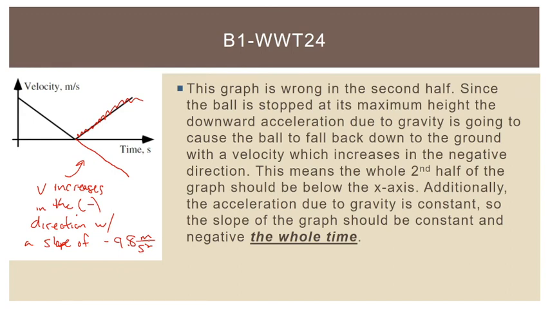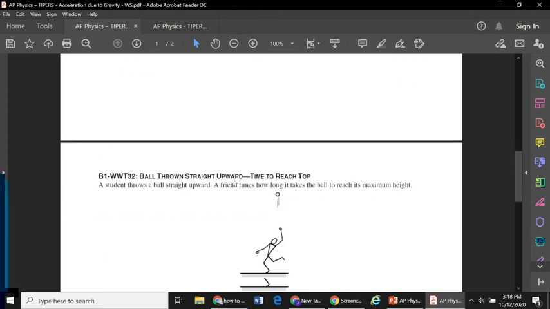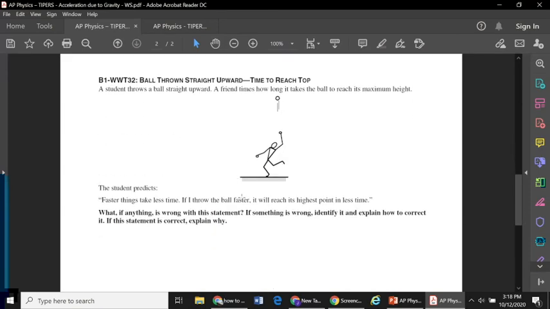All right. Let's take a look at another one on that sheet. This one's now on the back. It says B1 WWT32. It says a student throws a ball straight upward. A friend times how long it takes the ball to reach its maximum height. And it says the student predicts faster things take less time. If I throw the ball faster, it will reach its highest point in less time.